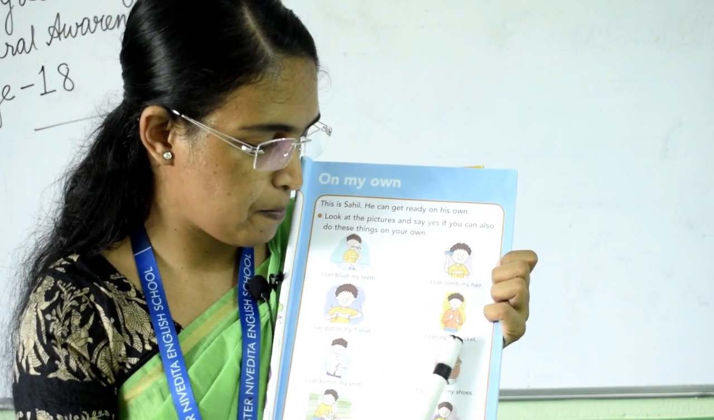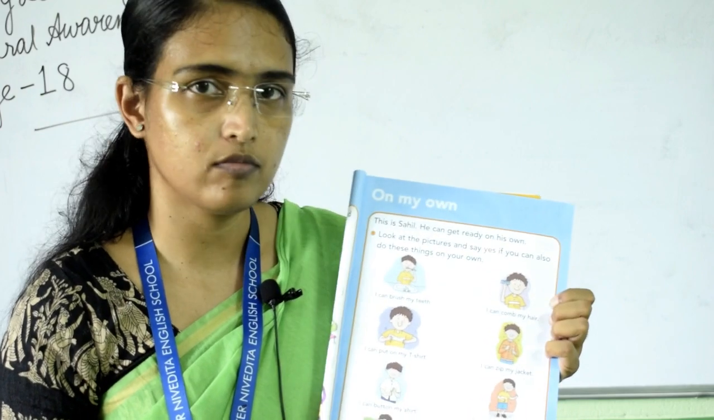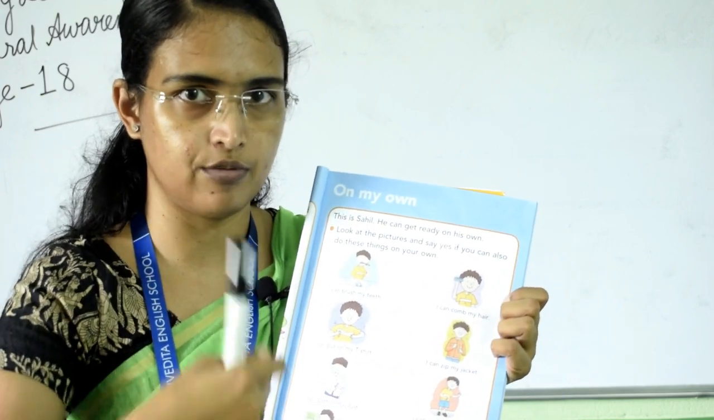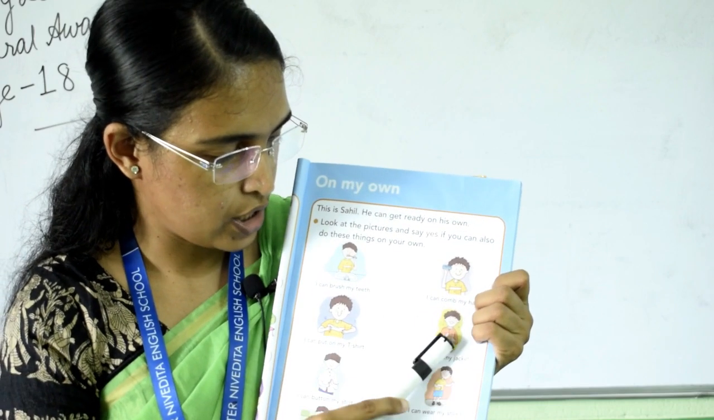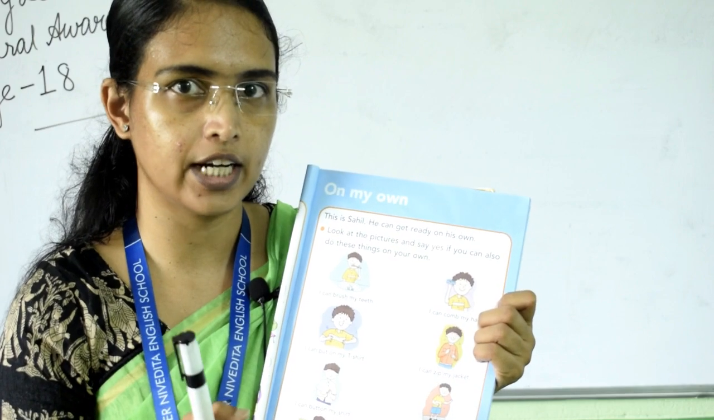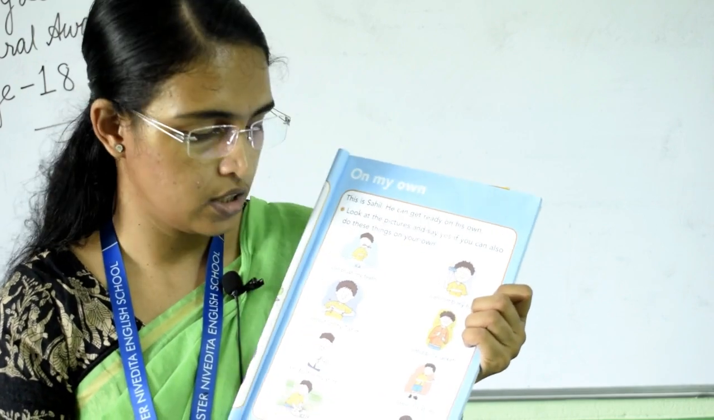Then what is he doing? I can zip my jacket. When we wear any jacket, we have to zip the chain, right? So he knows how to zip the jacket. Do you know how to zip the jacket? If yes, then it's very good.